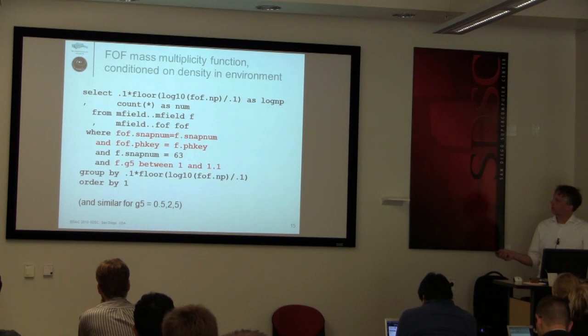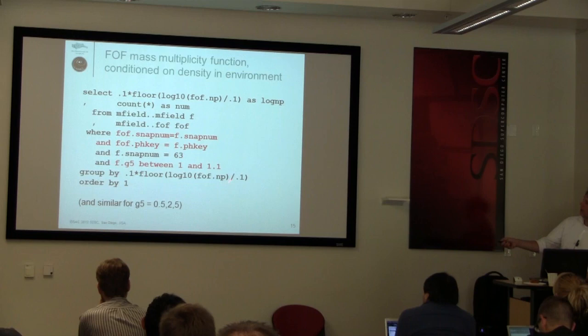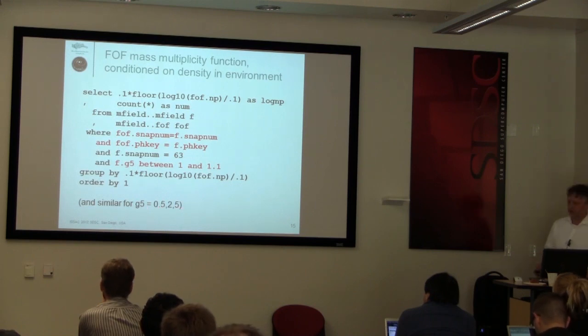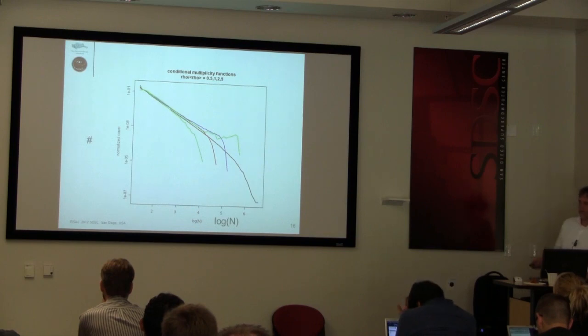Then again, I do this kind of binning in logarithmic bins. So this is on the mass of the friends-of-friends group in bins of about 0.1 dex. And I can now do the same for other values of G5. I could have done all of this in one go with another group by. But I also take half the mean density, 2 times and 5 times the mean density. What you then get is something like this. So this is just the result of a query. The black line here is the average mass multiplicity function.